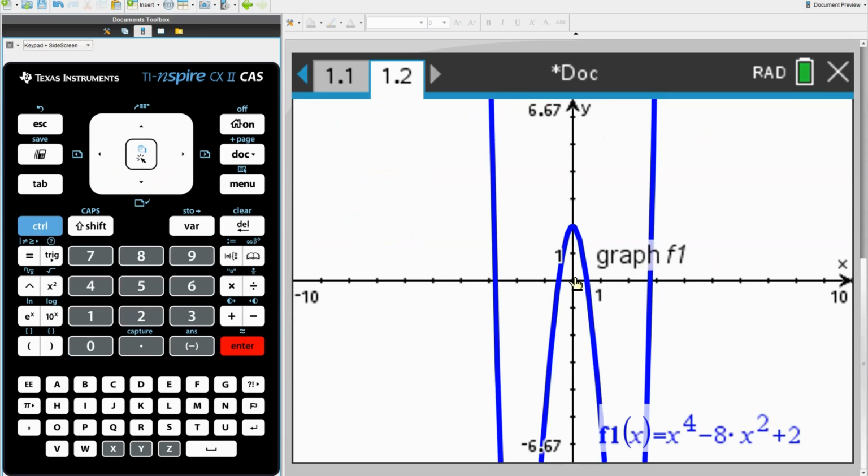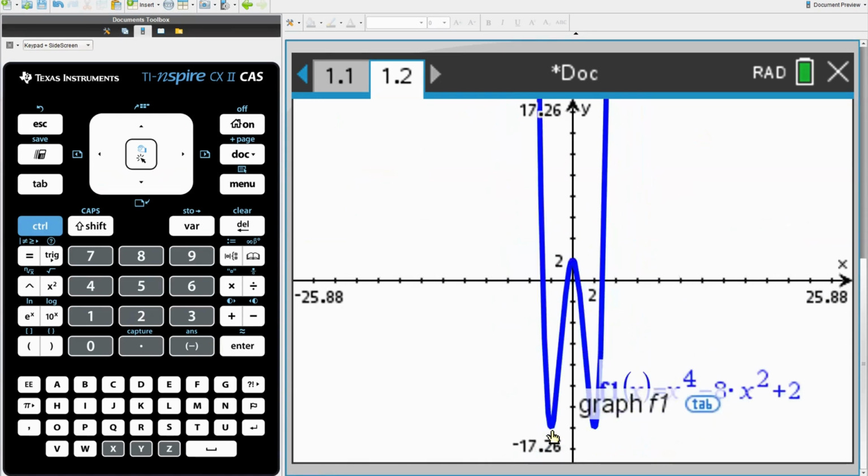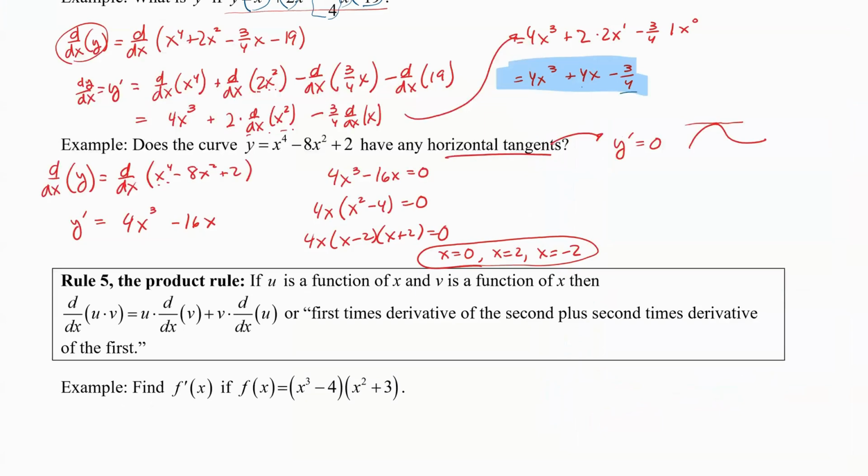Well, here I am at x equals 0. Sure does look like there's a horizontal tangent there. Now, I can't see what's going on there very well, but maybe if I zoom out a little bit, there we go. Okay, right there, there's a horizontal tangent. Could that be at x equals -2? Sure does look that way. And over here, at x equals 2, it sure does look like we found those 3 horizontal tangents. Excellent.